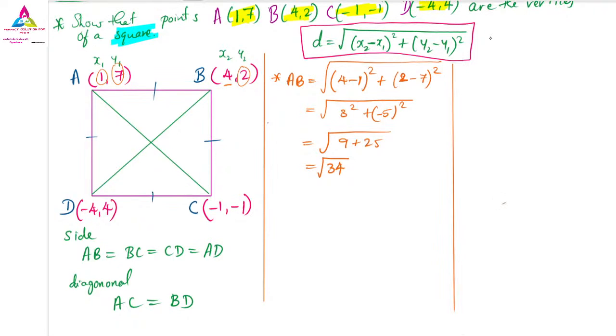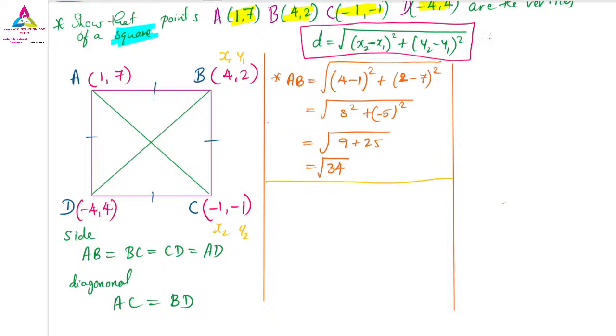Next we have to find the next one, BC. So now we will move on to BC. Erase this x1, x2, y2. Now again we have to take BC. So let us take this one as x1, this one as y1, and this one as x2, and this one as y2, because we are finding BC.